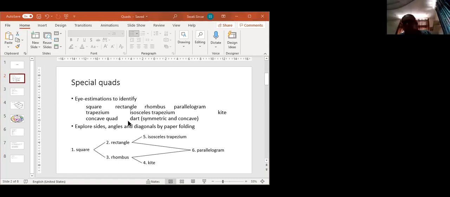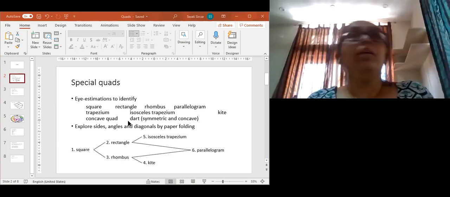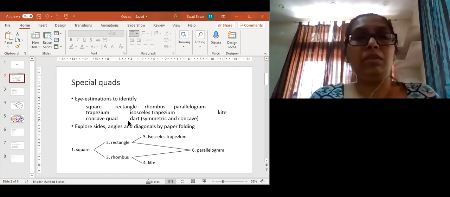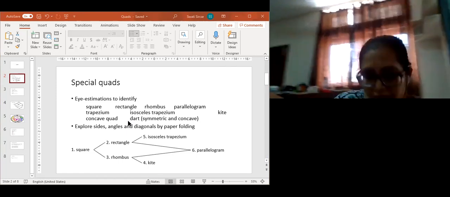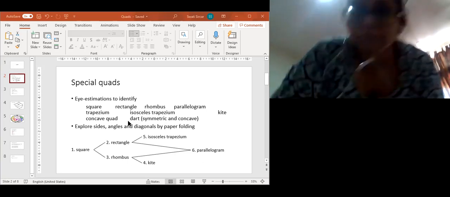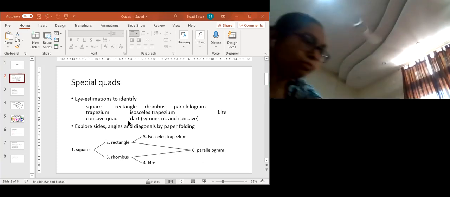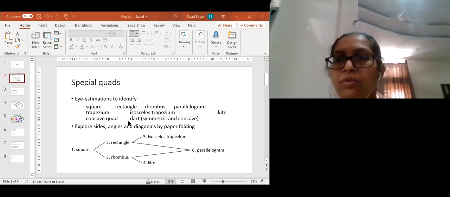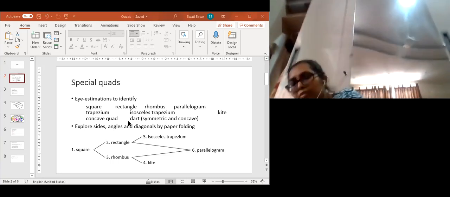Let me see how much light is there. Not as much as I wanted. Let me just quickly switch my setup. Okay, this may be better. Hang on.